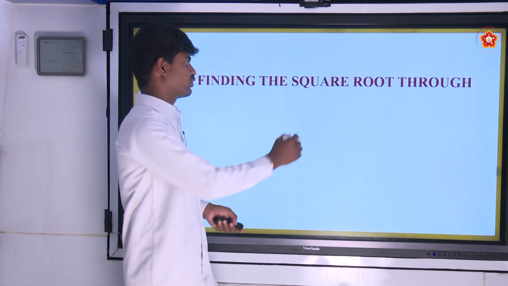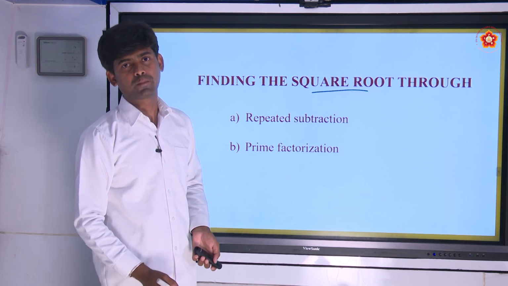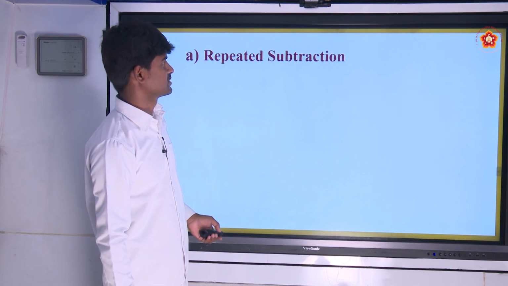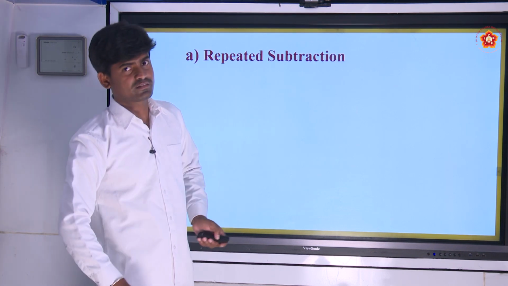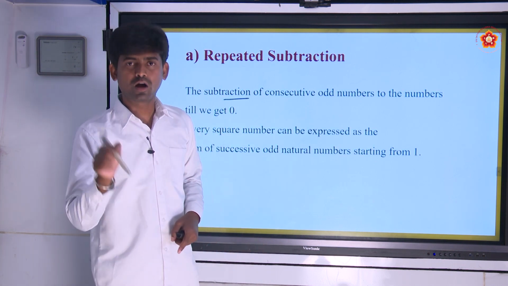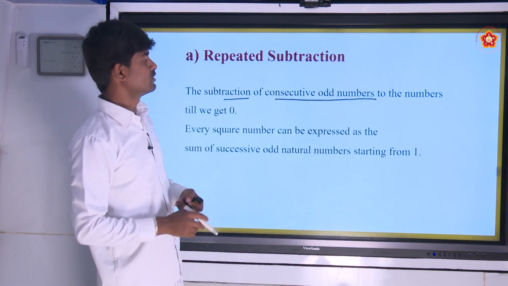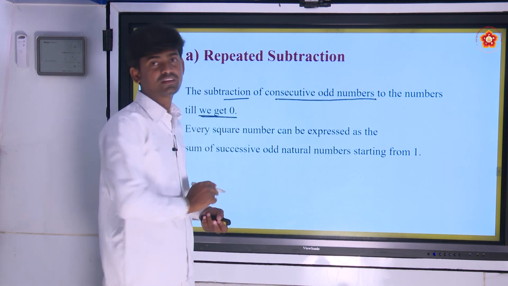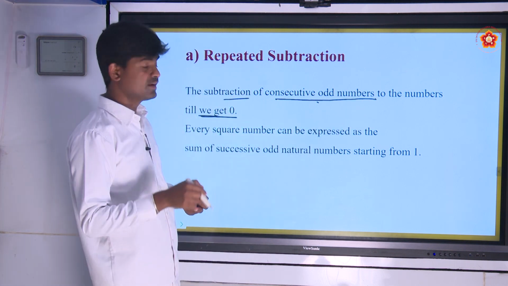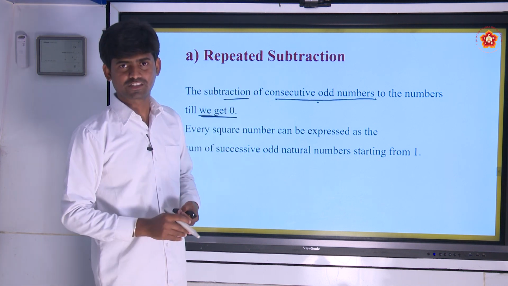Finding the square root through, first one is repeated subtraction, second one is prime factorization. First one is repeated subtraction. What do you mean by repeated subtraction? It is the subtraction of consecutive odd numbers from the number till we get 0. Consecutive odd numbers is very important. That is called repeated subtraction.